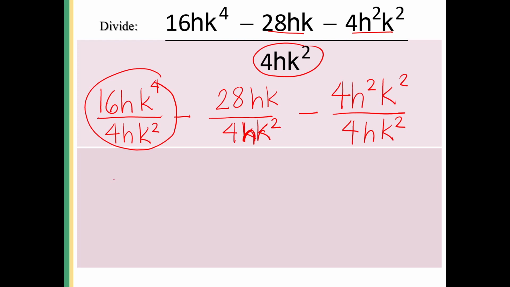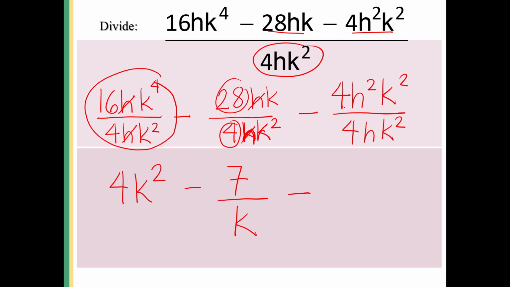16 divided by 4 is how much? 4. What will happen to h? Cancel. Where do we write k? On top. What is the exponent of k? 2. Next, minus 28 divided by 4. 7. What do we do with h? Cancel also. Where do we write k? At the bottom, with exponent 1. Minus 4 divided by 4, that cancels. What about h squared? On top. What will happen to k? Cancel. That is our answer. Is that clear?